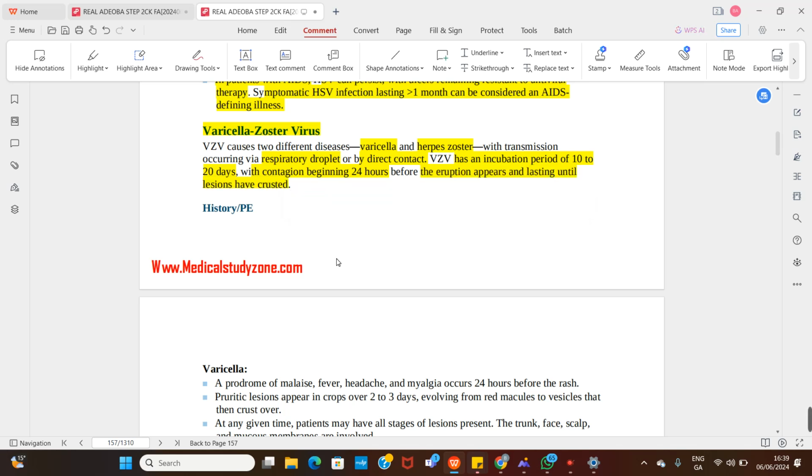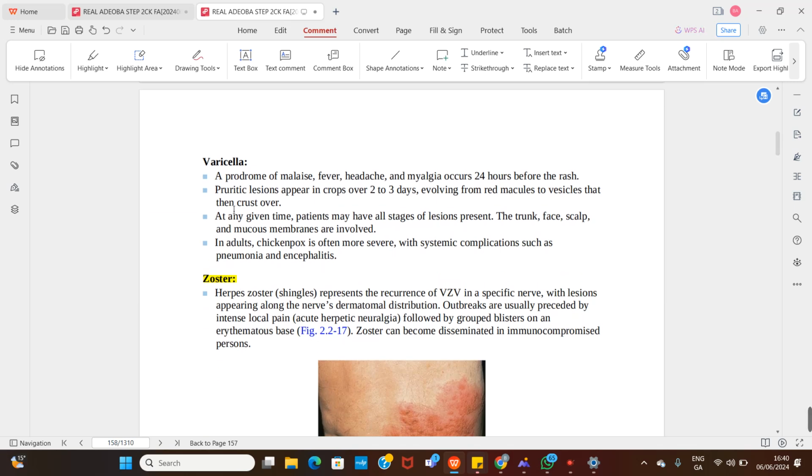So what are the prodromal symptoms we are talking about? The patient is having a prodrome of malaise, fever, headache, myalgia, right? Just don't feel all right. Just have this fever, headache, myalgia, and after 24 hours, the rash begins. So there's going to be like an evolutionary growth of the rash. So they start from macules to papules to vesicles to blisters, and they now finally crust over, right?